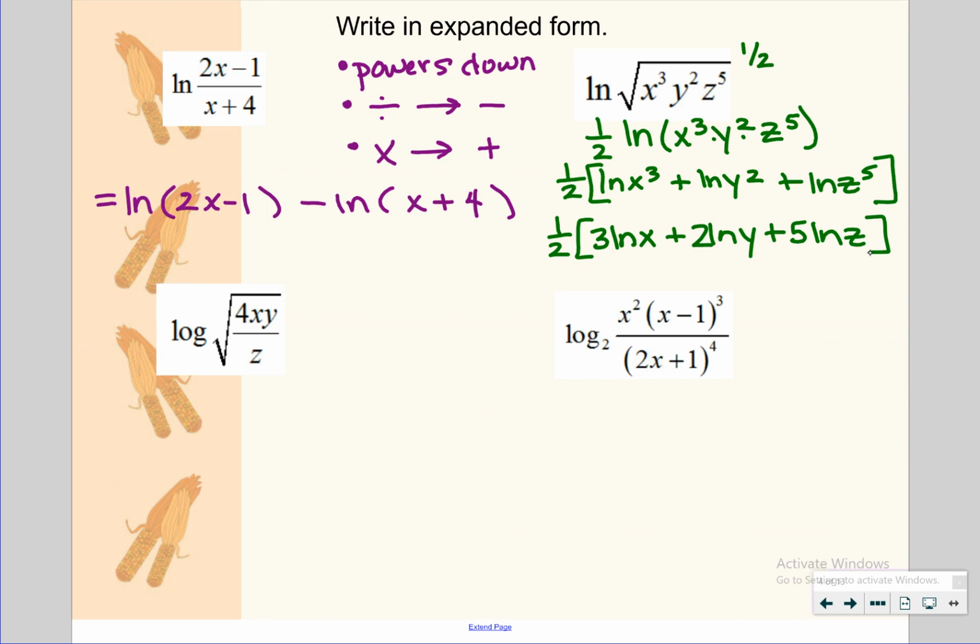Okay, and then one thing you want to check at the end, make sure you've addressed all of those things. All my powers are brought down. I don't have any more multiplication. I don't have any more division. Okay? All right, see if you guys can do the 2 at the bottom. Give you a couple minutes.